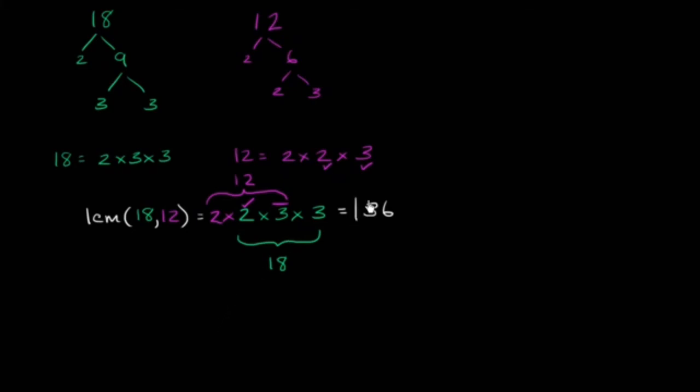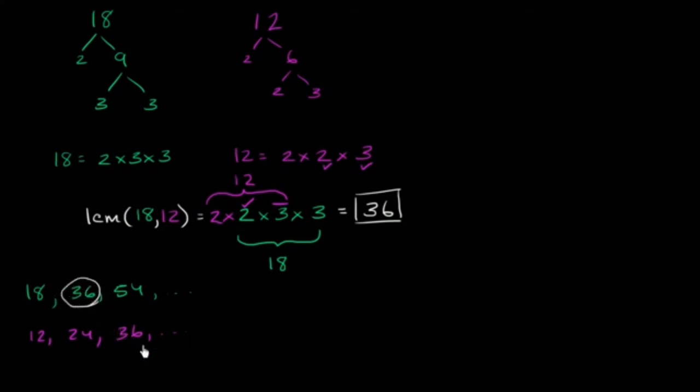Now, the other way you could have done it is what I would say the brute force method of just looking at the multiples of these numbers. You would say, well, let's see, the multiples of 18 are 18, 36, and I could keep going higher and higher, 54, and I could keep going. And the multiples of 12 are 12, 24, 36, and immediately I say, well, I don't have to go any further. I already found a multiple of both, and this is the smallest multiple of both.